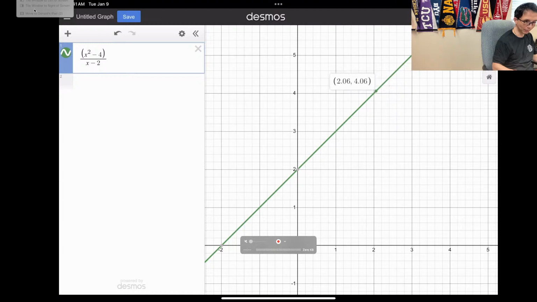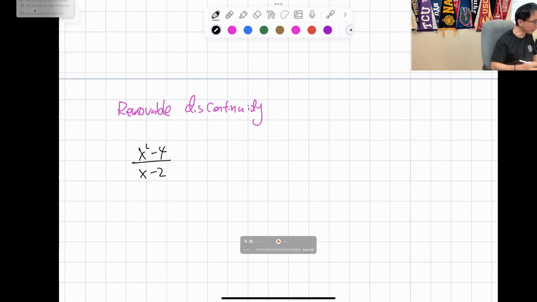I passed it. Okay, there is a hole. So, how do you find out this hole? Now, remember, I will ask you for the coordinate of this hole.